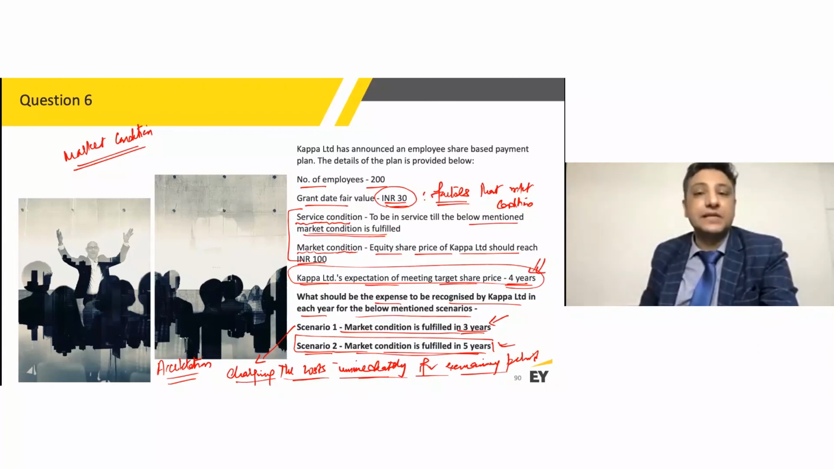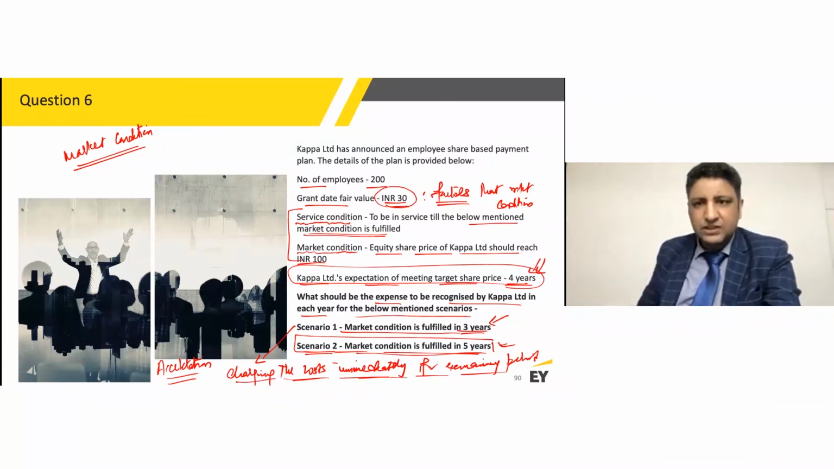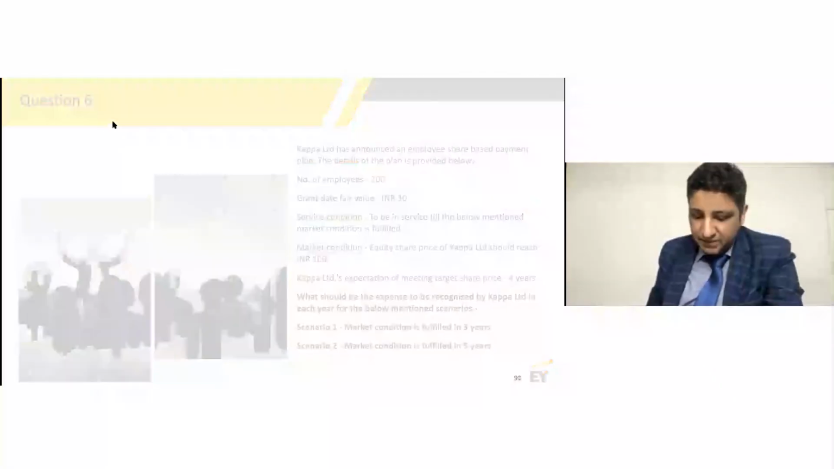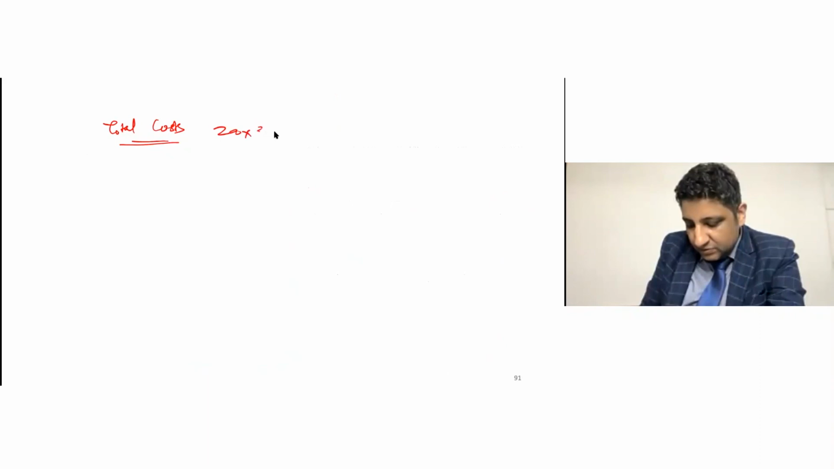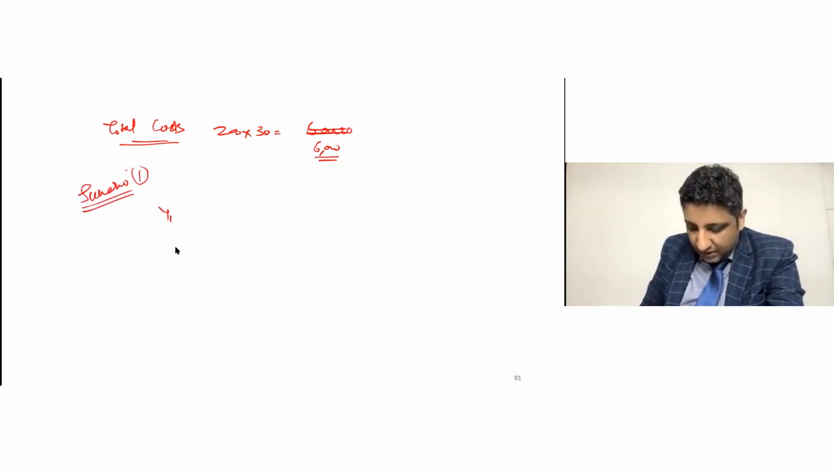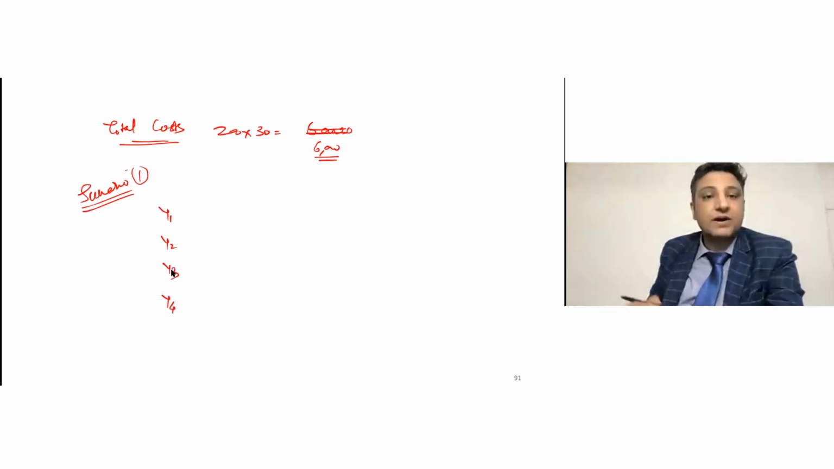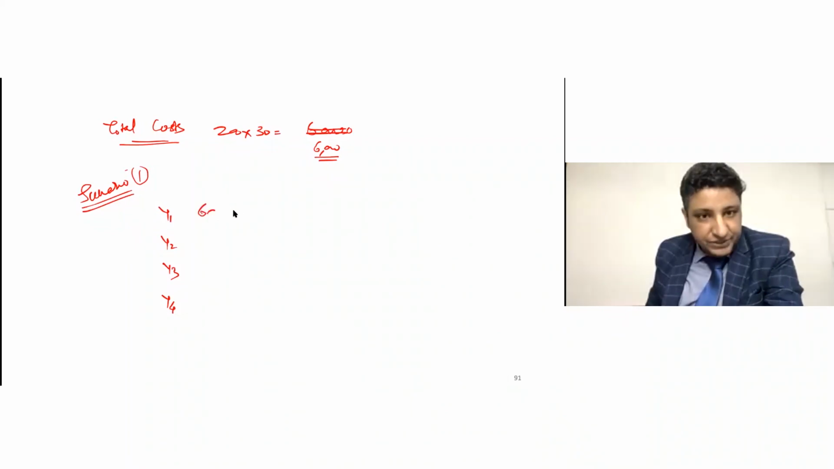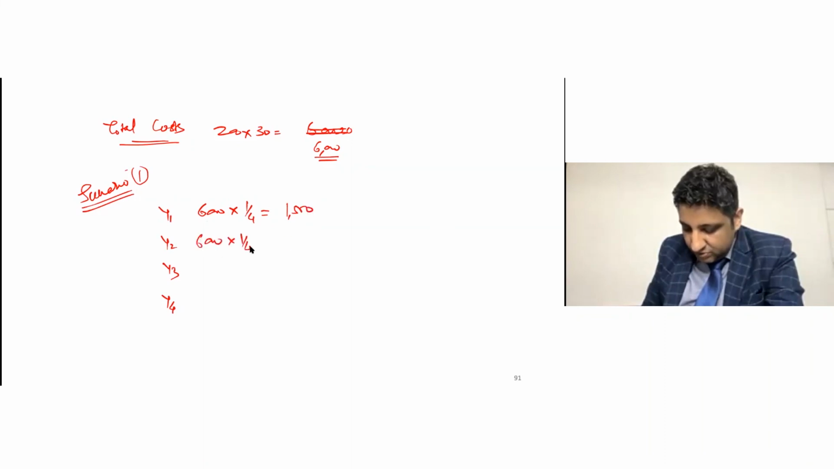shall be charged in the financial statements immediately. So using the numbers around it, we are given the number of employees of 200, and the value of the option on the date of grant is 30 rupees. It simply means the total cost is 200 into 30, which is 6,000. Now, essentially, in scenario one, since my question is asking what are the costs to be charged at the end of each year, in the year one, my cost to be charged should be 6,000 into 1 by 4.